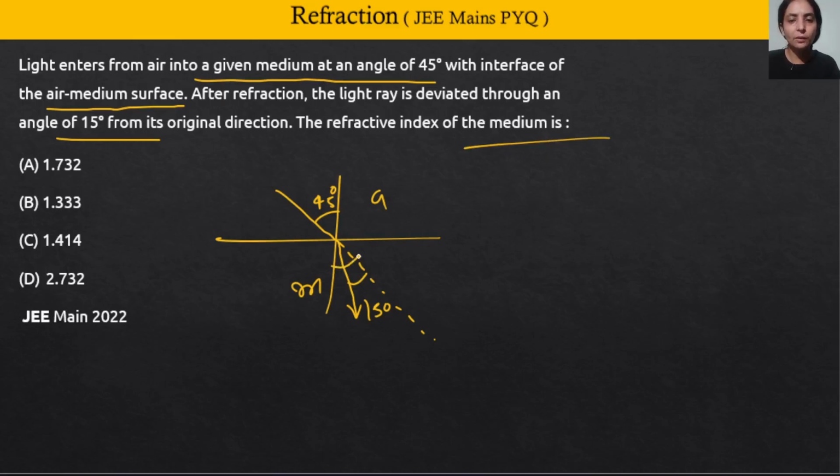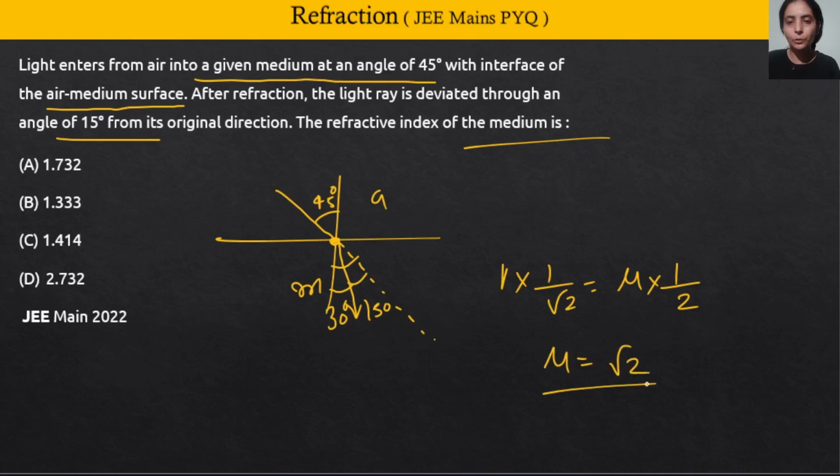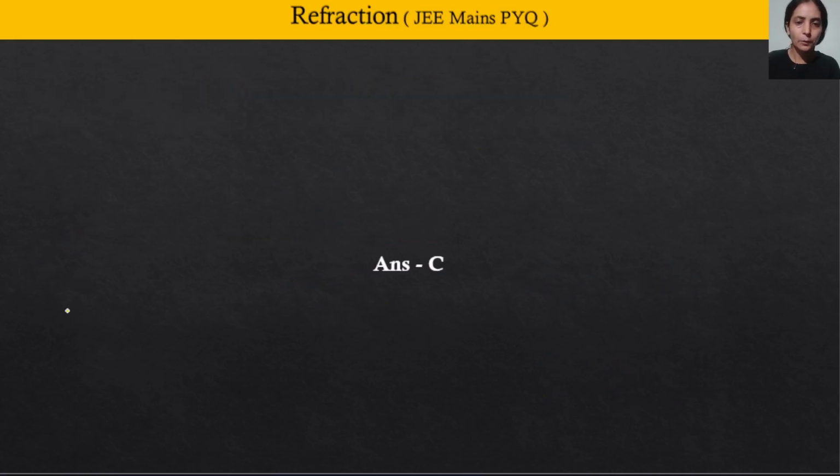So this whole angle is 45, this is 15, so the angle of refraction is 30 degree. I and R are known, right? So we can use Snell's law here, we can calculate mu. So let's use Snell's law. So 1 into sin 45 is equal to mu into sin 30, that is half. So mu is equal to how much? It is root 2. So the correct answer will be 1.414. So what will be the answer? C. Okay?